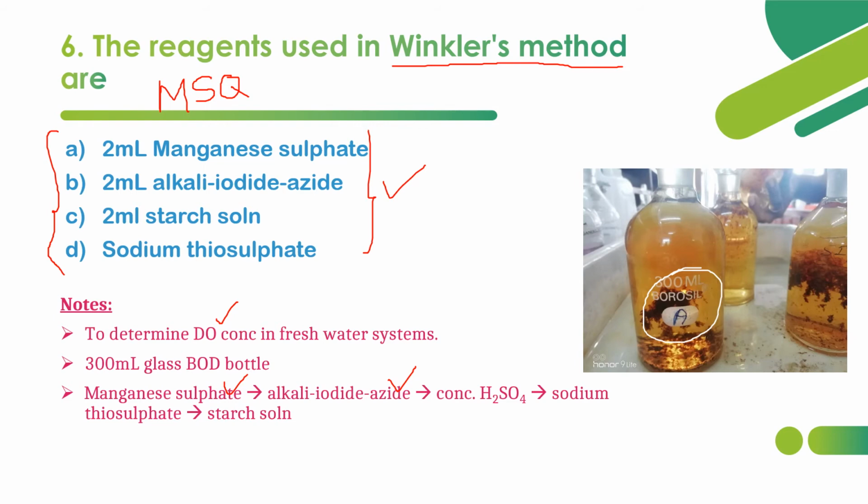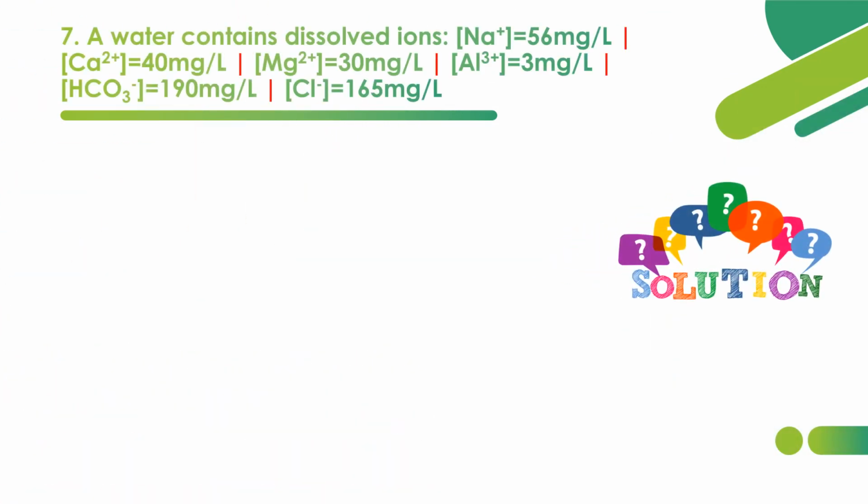Now let's move on to the seventh question. This is a problem type, numerical answer type question. A water contains dissolved ions. They have given the concentrations: sodium ion 56 milligram per liter, calcium ion 40, magnesium 30, aluminum 3 milligram per liter, bicarbonate 190, chlorine 165 milligram per liter. We have to find the total hardness.